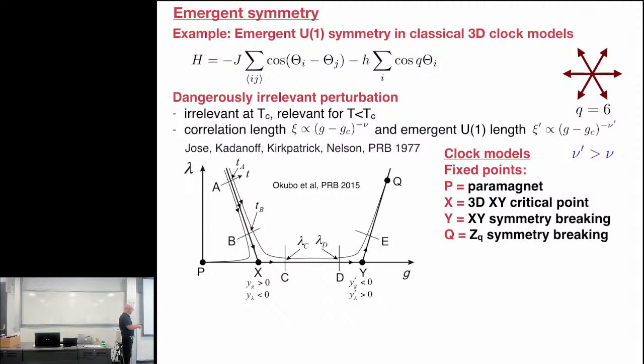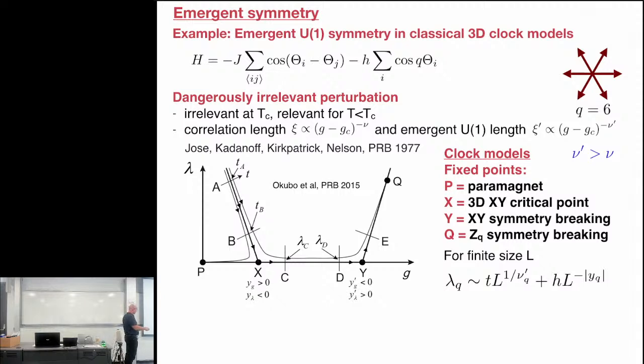But if you are close to the critical point, this second length scale is very long. So what that means is that this perturbation is almost irrelevant. It starts to flow towards the U(1) symmetry breaking phase before, at some lower energy, longer length, it starts to flow to the clock phase.